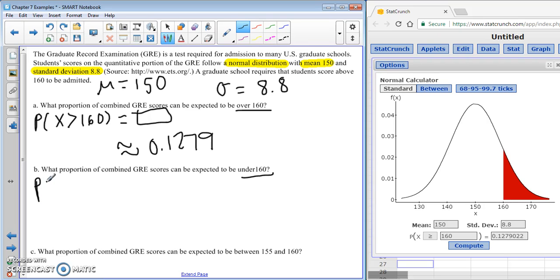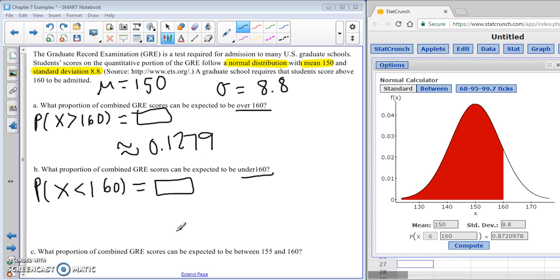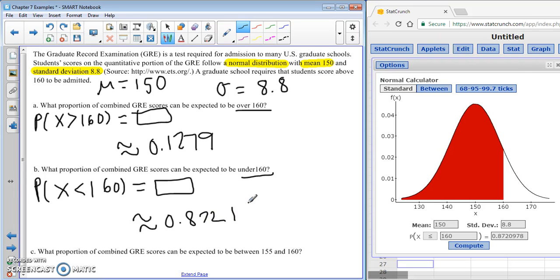So the next part we want to know under 160. Now we're going to look at the probability that X is less than 160. Just going to change this to less than or equal to. You notice if I add these two together, I get 1, and that's because they're complements of each other. Either you're greater than 160 or you're less than 160, so I could have just done 1 minus the previous answer to get to that.